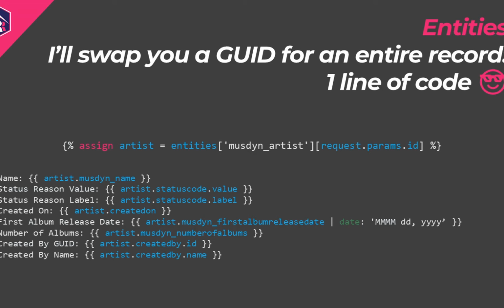For things like dates, single line of text, and numbers, it's a simple matter of the name of our variable, in this case artist, dot, and then the field name, the logical name for that field in Dataverse. For other more complex field types, like status reasons, option sets, and lookup fields, there's just a little bit more to it. In the case of status reasons and option sets, we need to specify whether it's a numeric value or the label we wish to output.